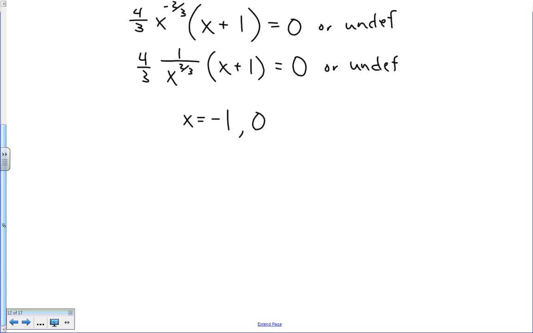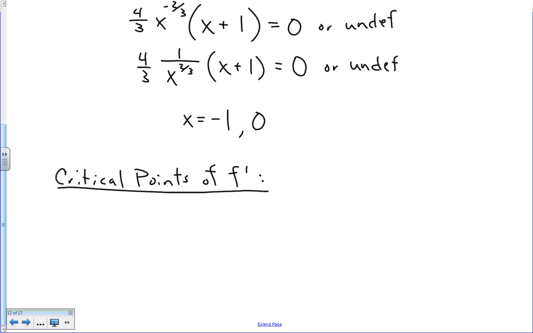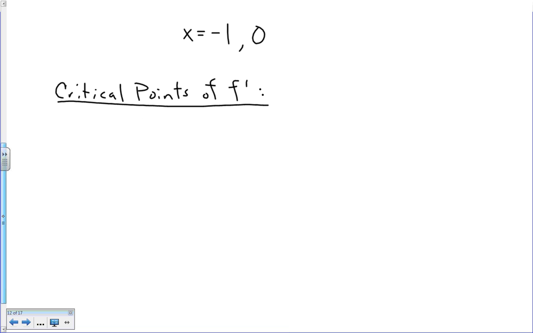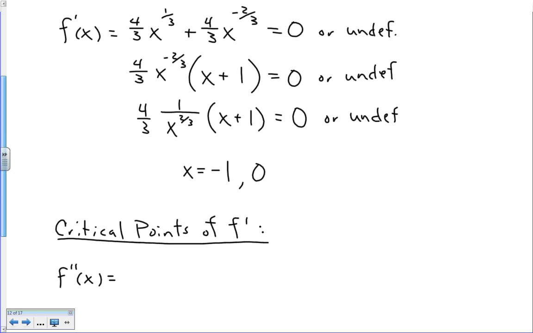All right, let's find the critical points of f prime now. Again, to find the critical points of a function, in this case f prime, you find the derivative of that function and you set it equal to 0 or find where it's undefined. So we find the derivative of f prime, that's known as f double prime. You could actually work with any one of those equations that we have here for f prime. I'm going to work with the very first one just so that I don't have to use product rule or quotient rule. But you could technically use any of those.